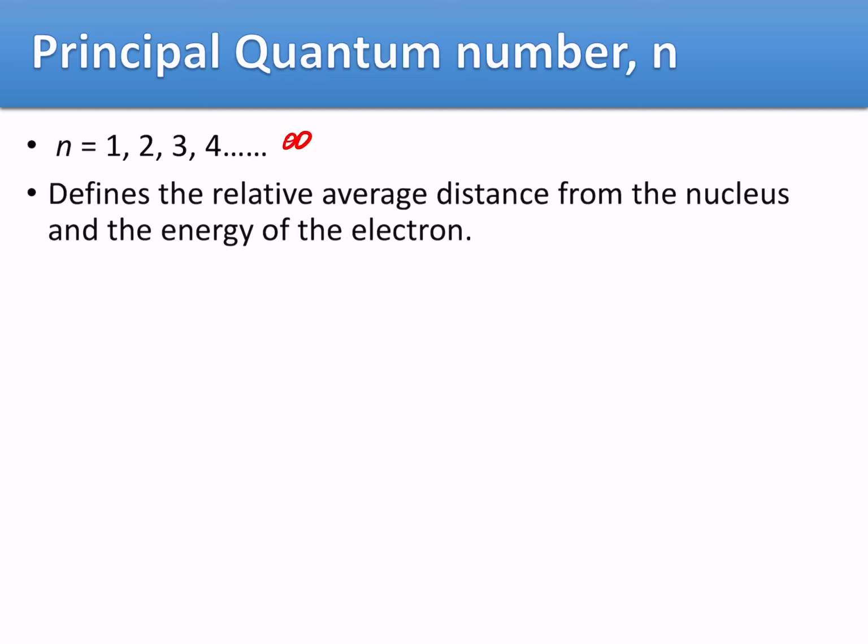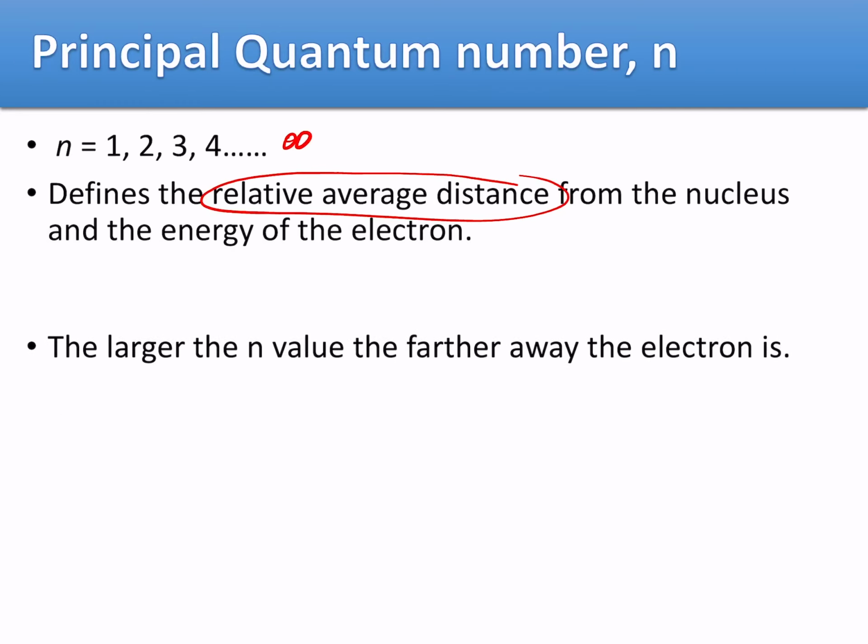So because we relate that to the energy level, well, pretty much what we are saying is that the higher the level of that electron, the farther away from the nucleus it is. Therefore, the principal quantum number is defining how far the electron is from the nucleus. The larger the principal quantum number, the farther away that electron is from the nucleus. Okay?